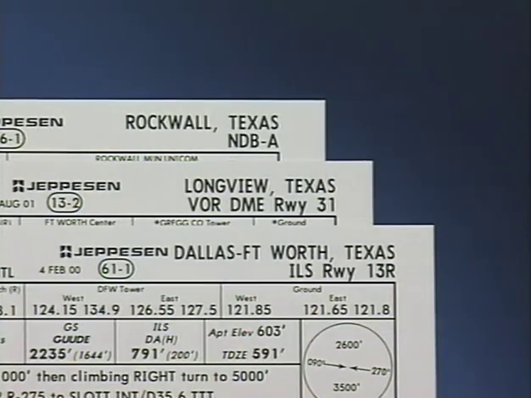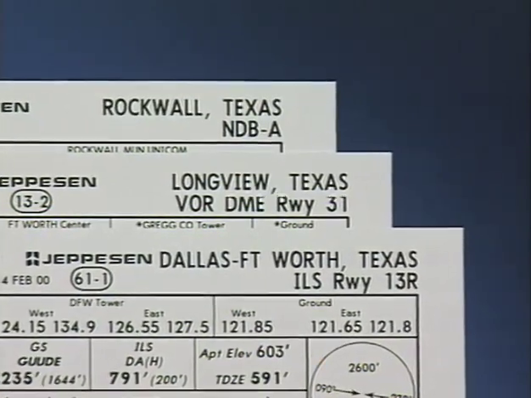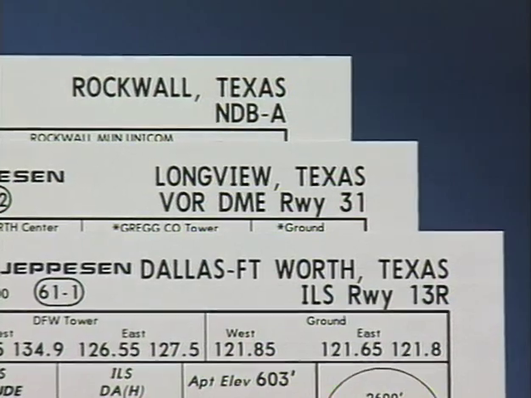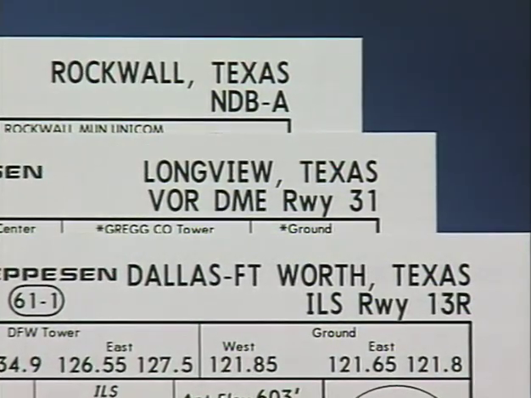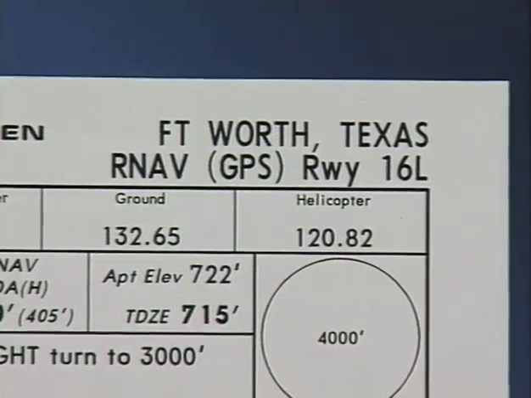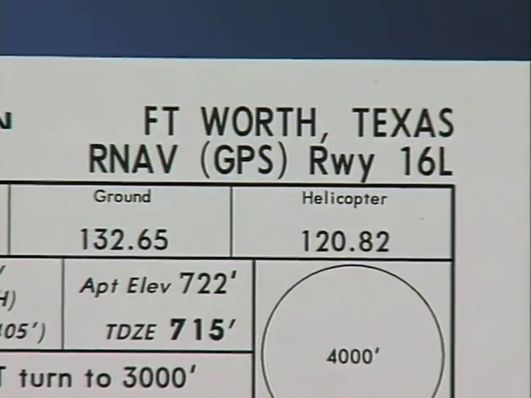The information we've covered so far is primarily aimed at traditional approaches, such as ILS, localizer, VOR, and NDB approaches. But the world of aviation navigation is changing rapidly, and so are approach charts. This next segment is designed to explain the changing technology and terminology that you'll see on Jeppesen approach charts.